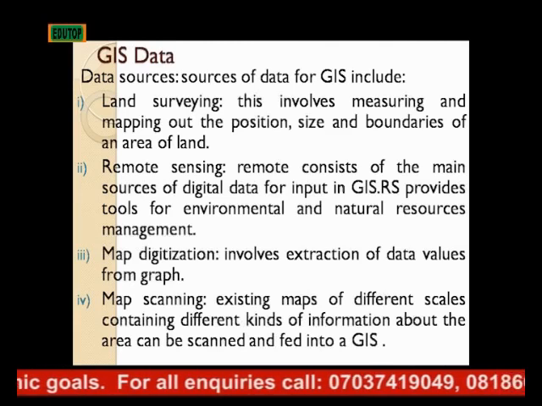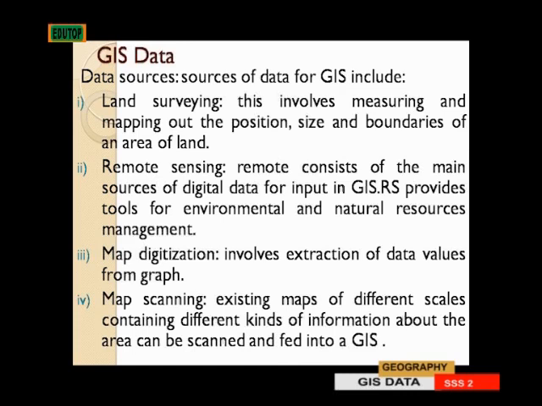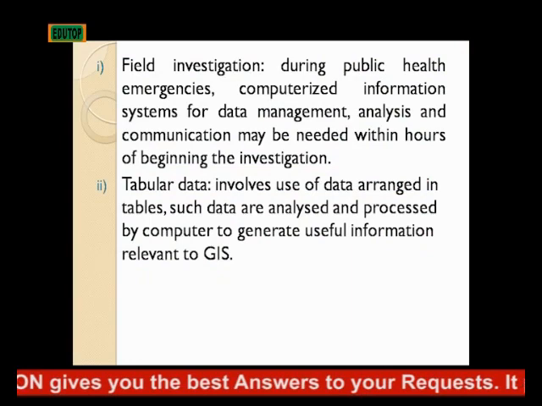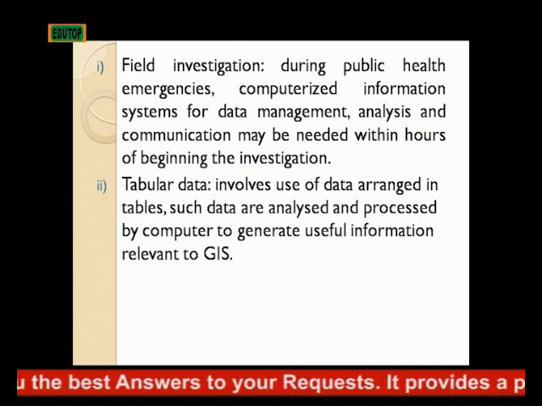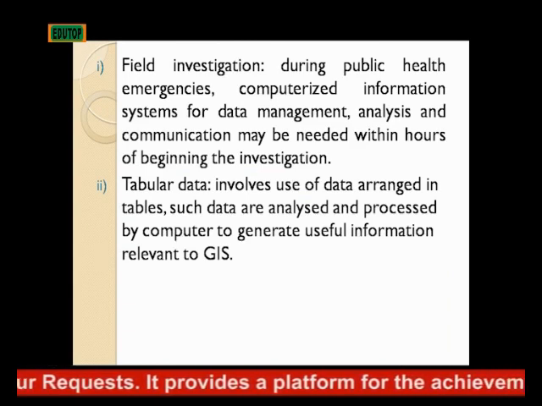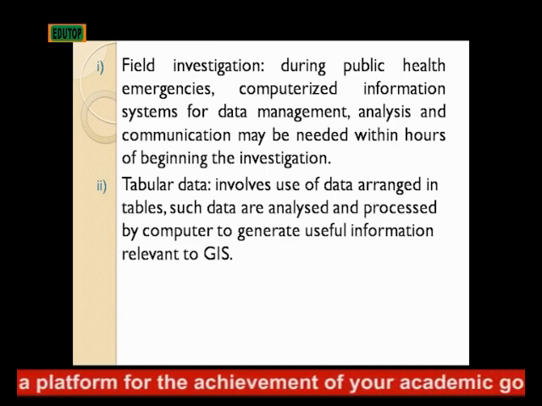And the next one is the map digitization, which involves extraction of data values from graphs. We also have map scanning. Existing maps of different scales containing different kinds of information about the area can be scanned and fed into the GIS. We also have information or sources of data from field investigation. And during public health emergencies, computerized information systems for data management, analysis, and communication may be needed within hours of beginning the investigation.